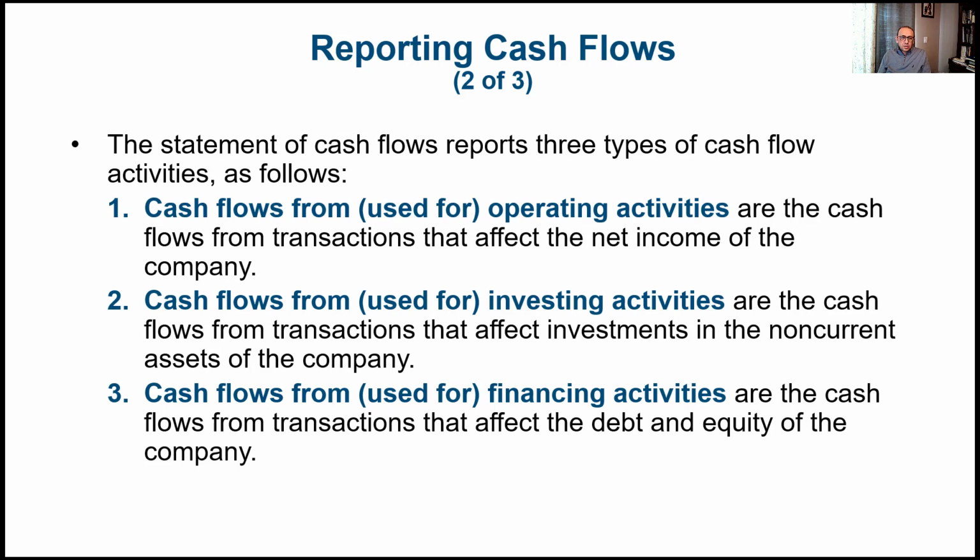The operating activities are the cash flows from transactions that affect the net income of the company. Anything that relates to the operations of the business would be in the operating activities. Investing activities are the cash flows from transactions that affect investments in the non-current assets of the company, or in other words, long-term assets. The third section, the financing activities, are the cash flows from transactions that affect the debt or long-term liabilities and the equity of the company.